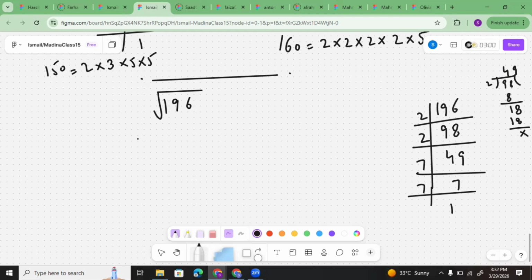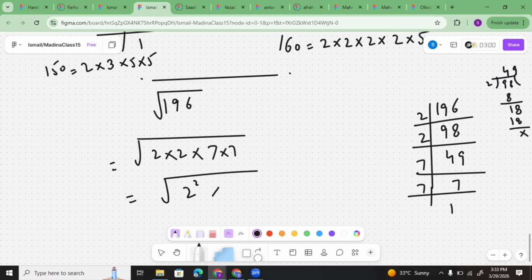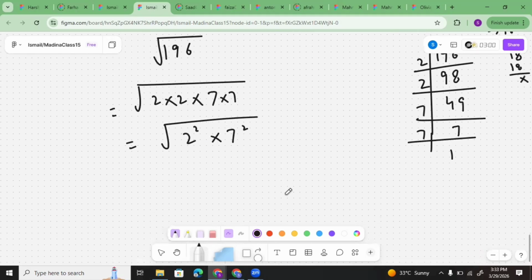Now you can see that we have two 2s and two 7s. This means we can make the pair of 2 and also the pair of 7. Is it clear or not? Now you know that this power 2 will automatically cancel with the square root. You will get 2 and 7. Understand or not? And 2 7s are 14. This is the answer that we get.